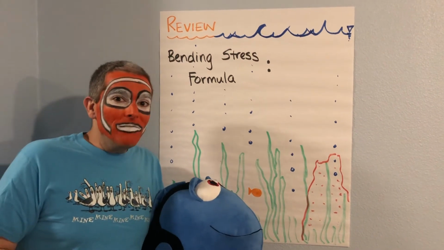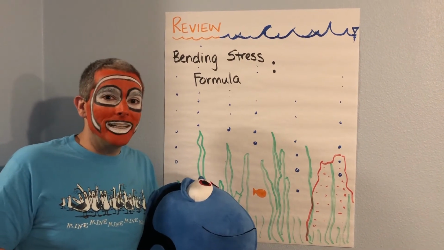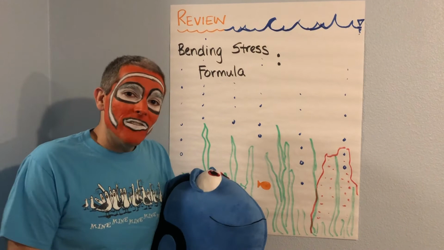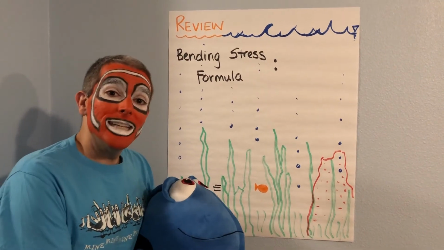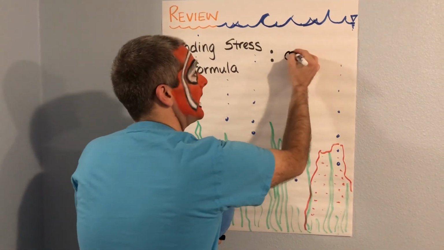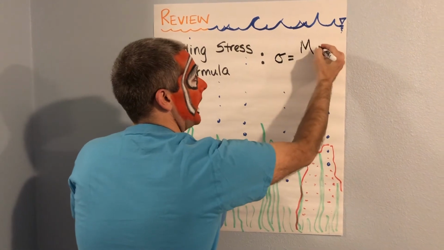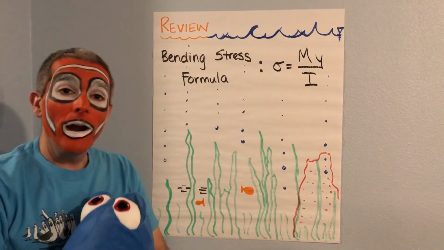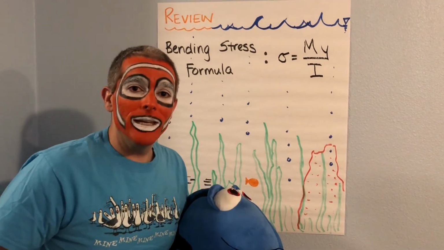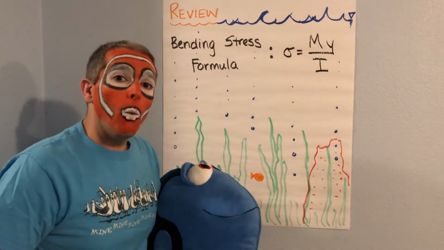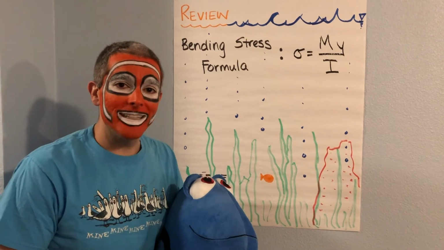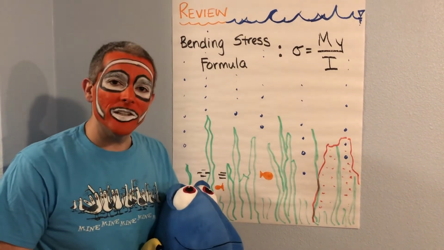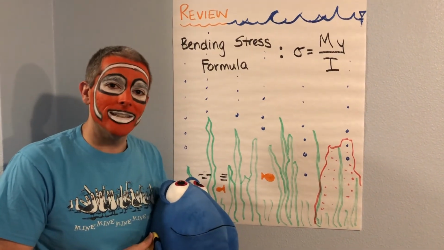Alright, hopefully you remember what the bending stress formula is, but if you don't, the bending stress formula, remember, is sigma equals M times y over I, where M is the bending moment in the beam or member, y is the distance from the neutral axis, and I is the moment of inertia about that neutral axis.